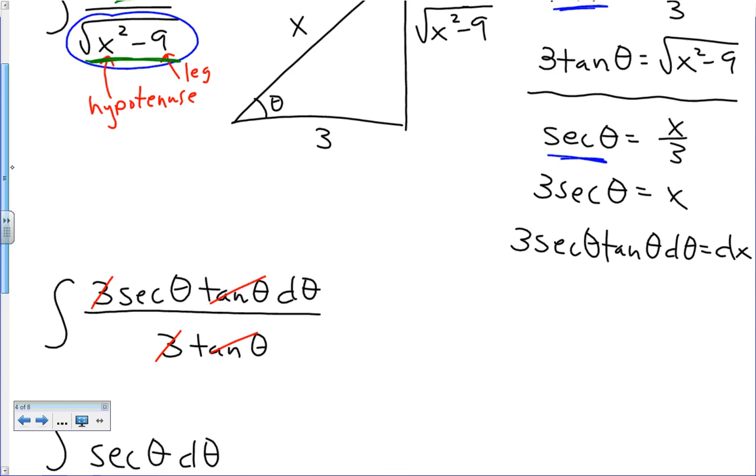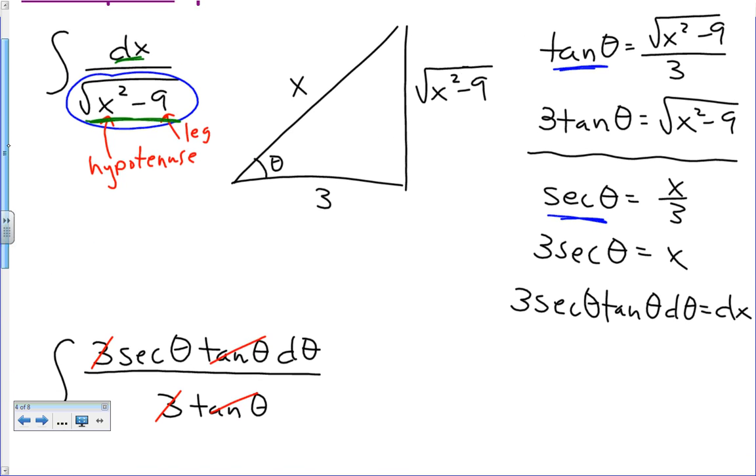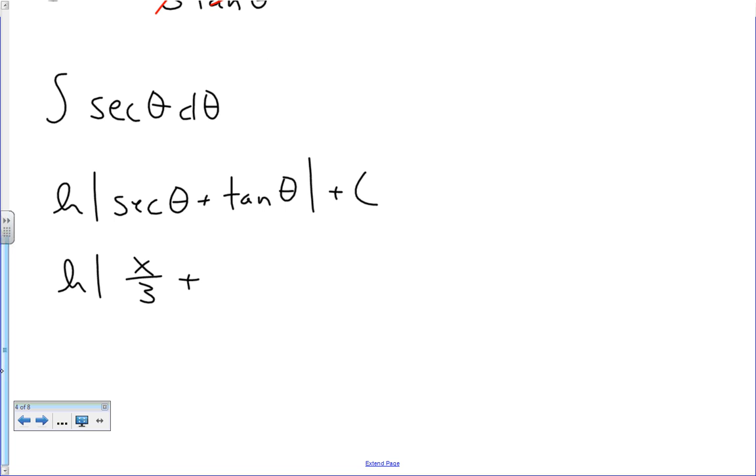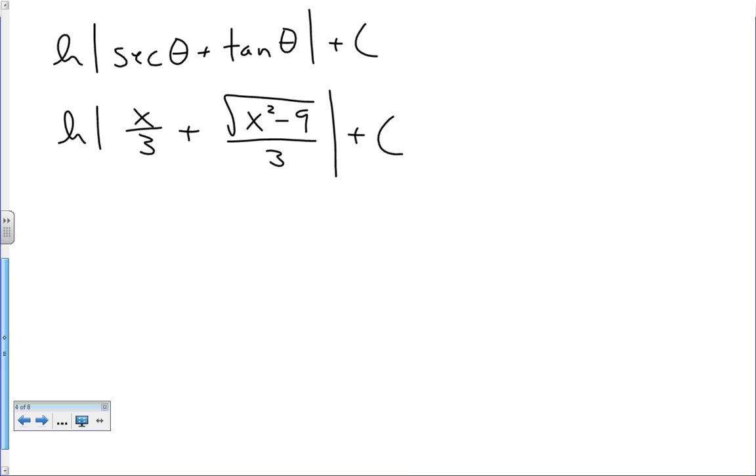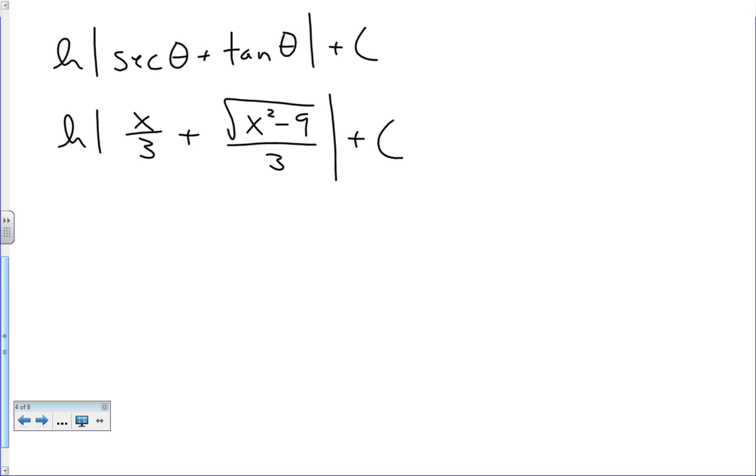And the tangent of theta we said was equal to the square root of x squared minus 9 over 3, plus c. And you can leave your answer just like that and be done. You don't need to go any further with it. However, the book is going to go a little bit further with these, so I'm going to just show you what the steps are that they're going to use to get their final answer, just so you can recognize that.